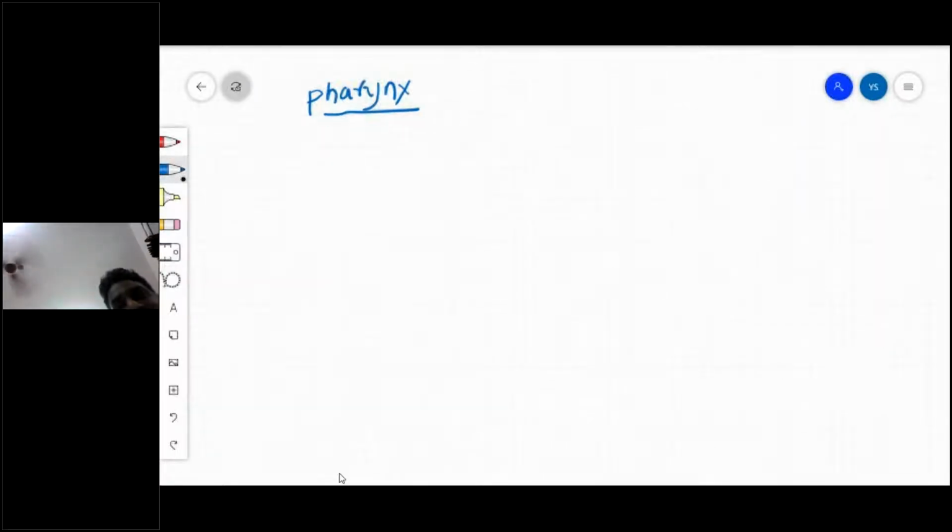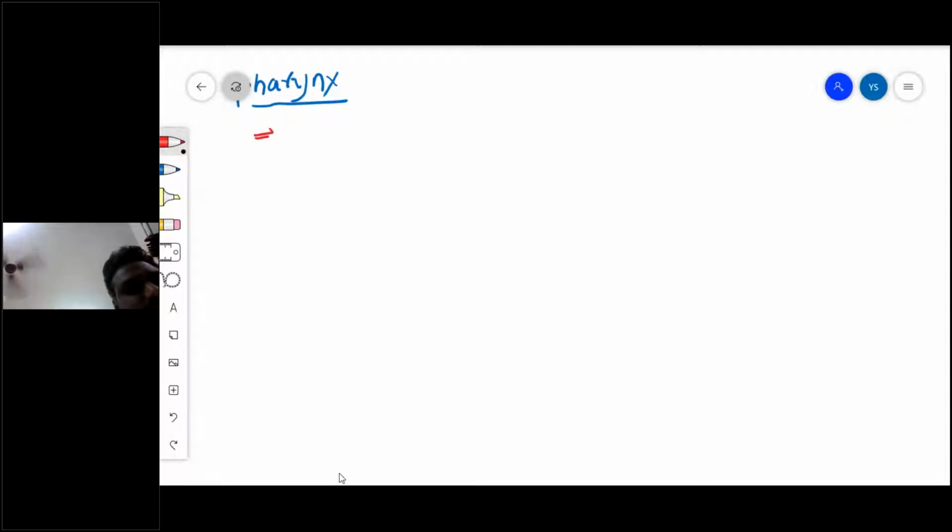First, we try to define the pharynx. Do you know what the pharynx is? This is a musculo-membranous tube. That is the pharynx. First, I show you a picture. In that picture, we try to see the extent, relations, and shape of the pharynx.